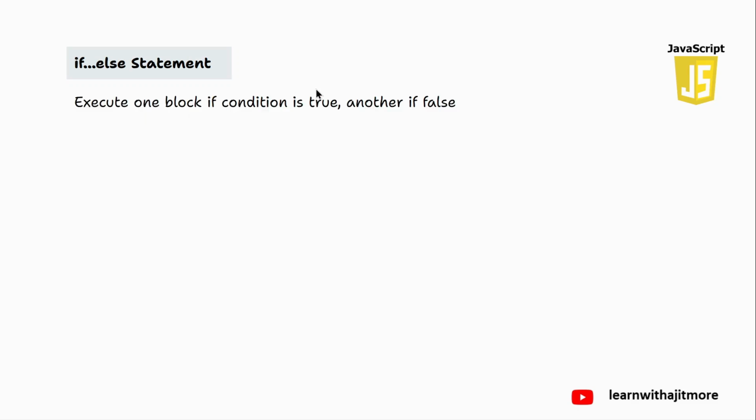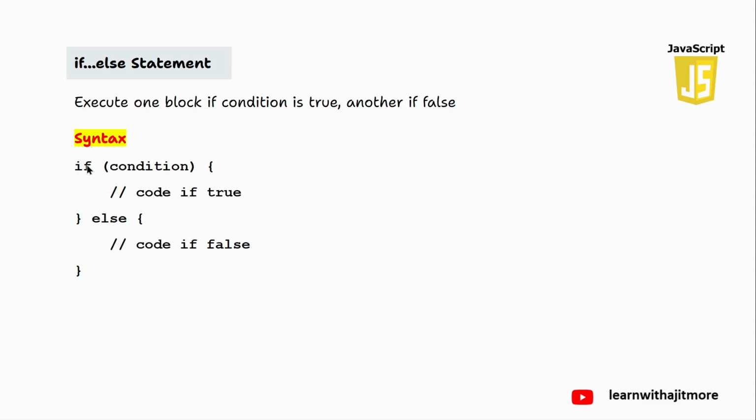Execute one block if the condition is true and another if the condition is false. Check the syntax. If the condition is true, then the if code runs, and else, the else block runs. In the else block, in the if block.